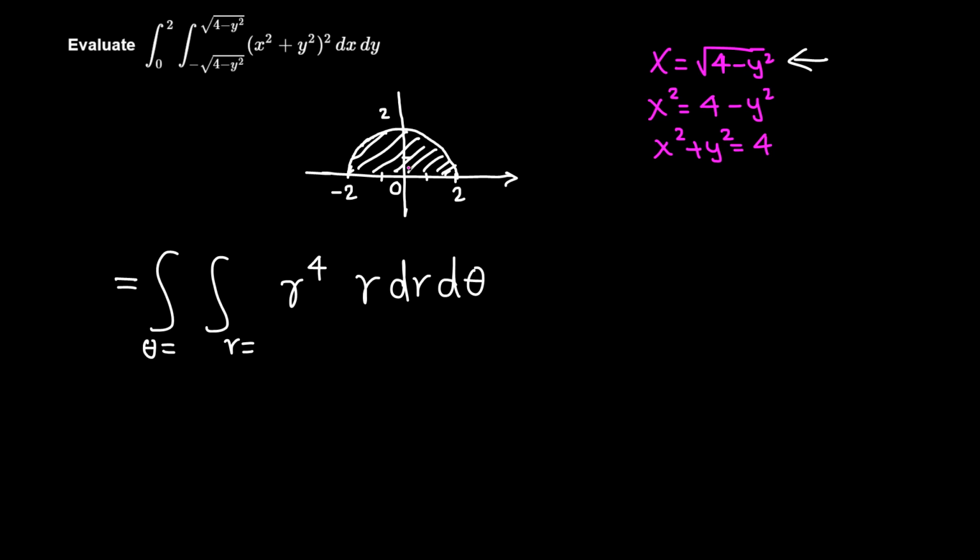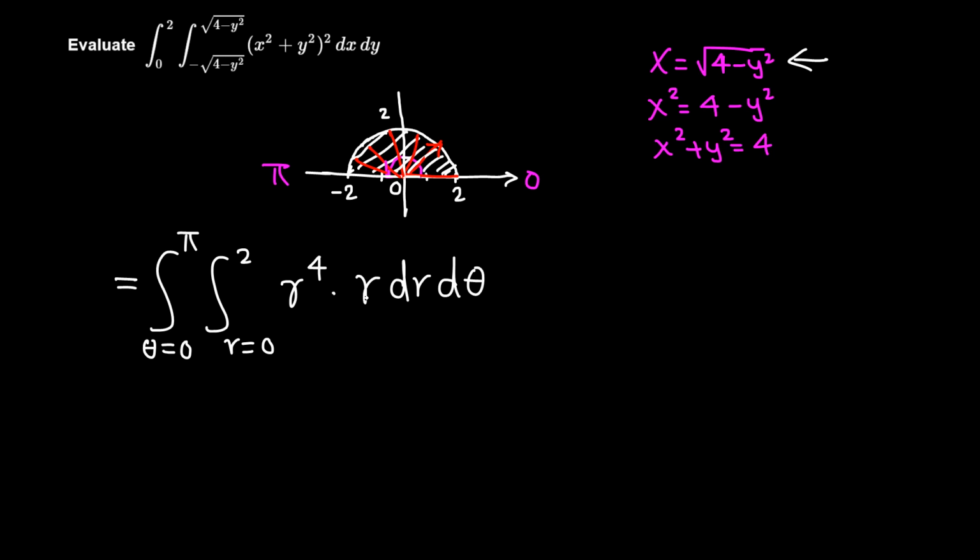So in this case theta goes from 0 all the way to 180, so 0 to pi. And radius, if we look at this, this region touches the origin, so r goes from 0 all the way to the outside here, which is always 2 wherever we go. So this is 0 to 2. So this looks now much simpler than what we had earlier.